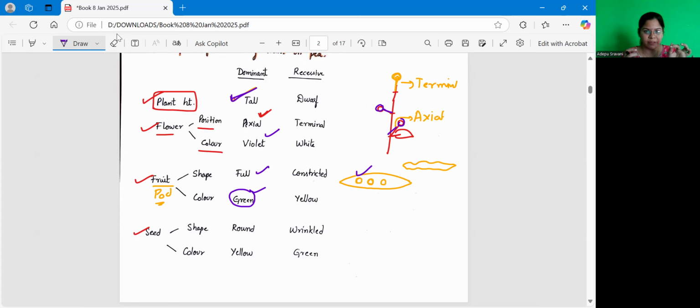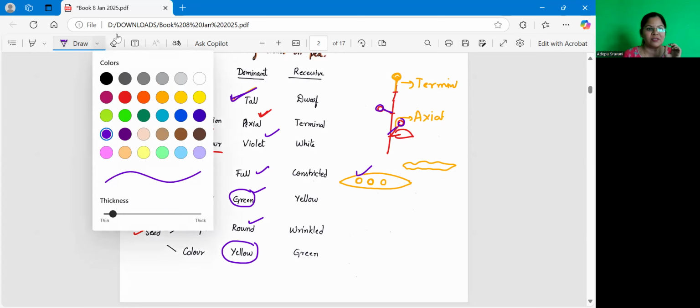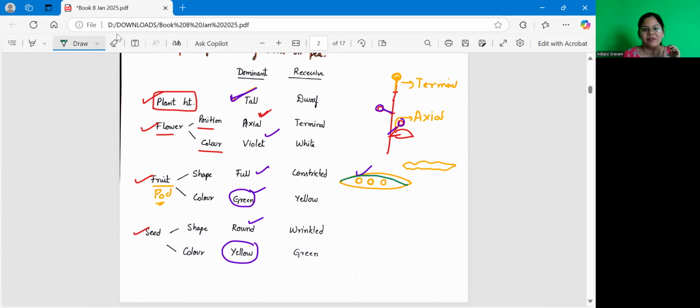Now, when you open the pod, how should the seed shape be? It should be round, obviously. Whenever we think of pea plant, pea seeds, round. So round will be dominant. But at the end, you have to remember that yellow seeds will be your dominant. So let me draw this for you so that you can remember the things nicely. In this green color pea pod, when you open it, you should get yellow round seeds. That will be your dominant characters.